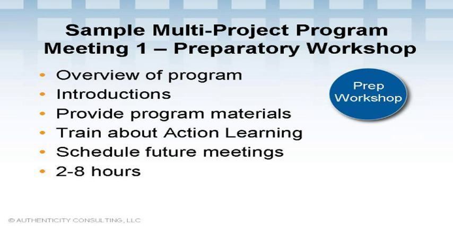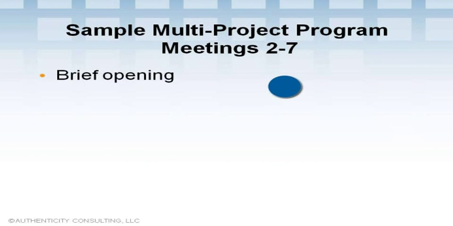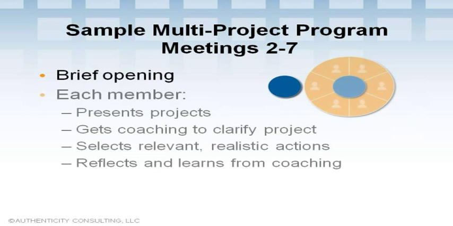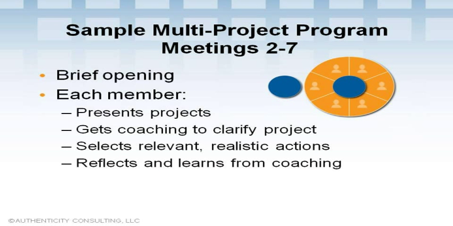If meetings are 2 hours, then there's very likely more trainings that will occur briefly in each of the upcoming action learning meetings. After the workshop, the actual action learning meetings occur. A meeting would include time for each member to report on past actions and the learnings, and present his or her current priority to the group.